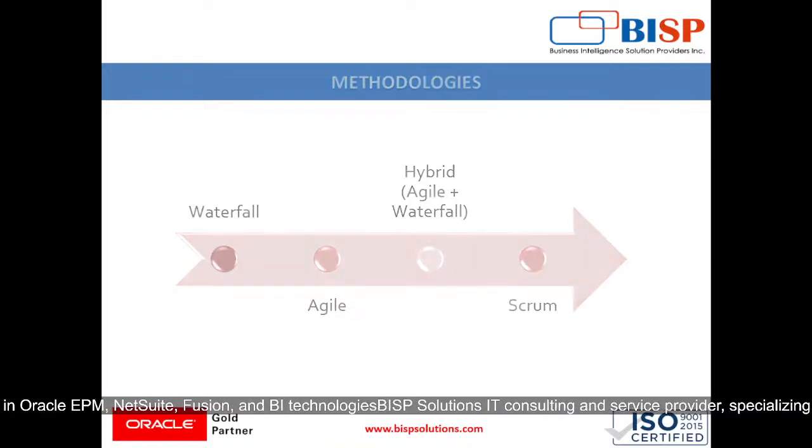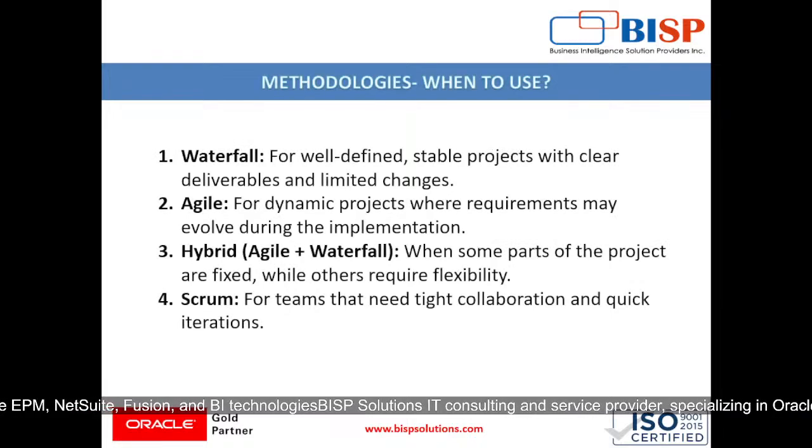So when to use these methodologies: waterfall for well-defined, stable projects with clear deliverables and limited changes. Agile for dynamic projects where requirements may evolve during the implementation. Hybrid, agile plus waterfall, where some parts of the project are fixed while others require flexibility. Scrum is used for teams that need tight collaboration and quick iterations.